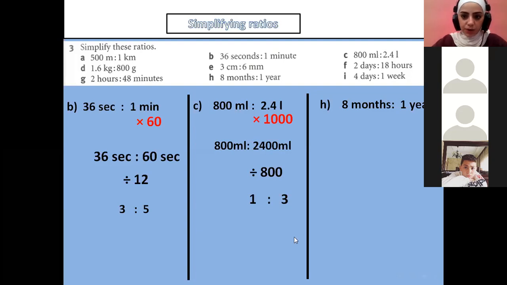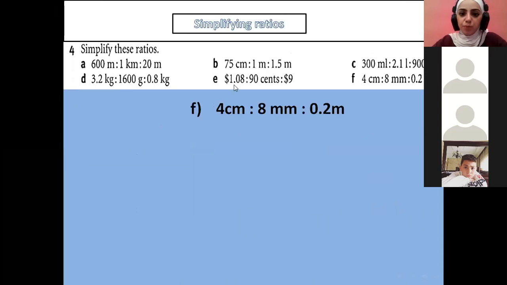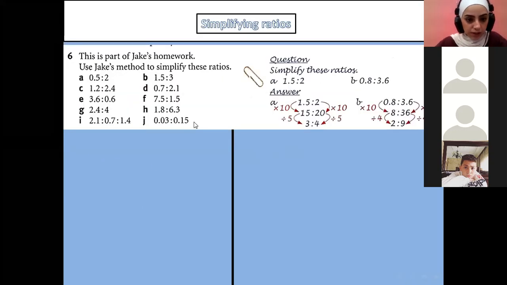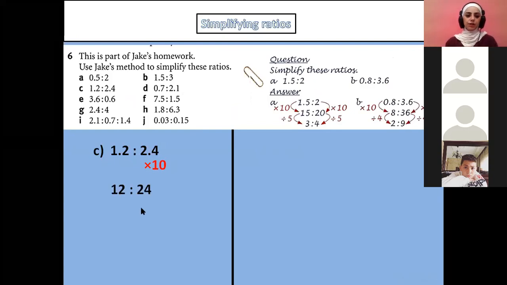That's everything, by the way. You just have to change between units to get your ratios. Remember, when you have decimals, you better get rid of them. I'm just going to show you one question like this one here. See, this is a decimal here and a decimal here. You multiply both of them by 10, so it will be 12 to 24. After changing the decimal to a whole number, you can simplify it by 12. This is 1 to 2. Okay? Thank you so much, guys.